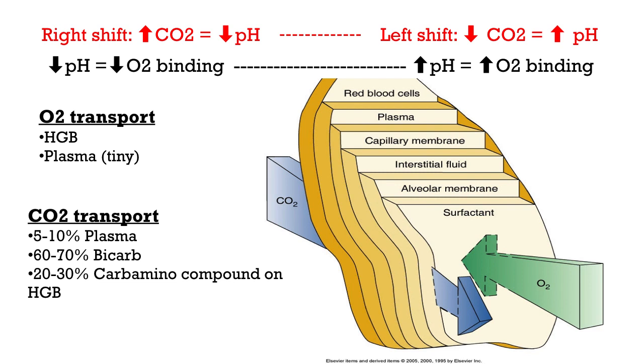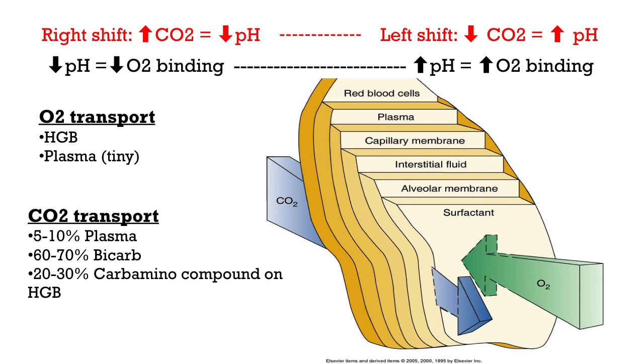In terms of oxygen and carbon dioxide transport, the majority of oxygen, as we mentioned previously, is going to be transported by hemoglobin. So it is bound to iron receptors on the hemoglobin, and it is transported from the capillaries just outside the alveoli to the tissues where we need oxygen.